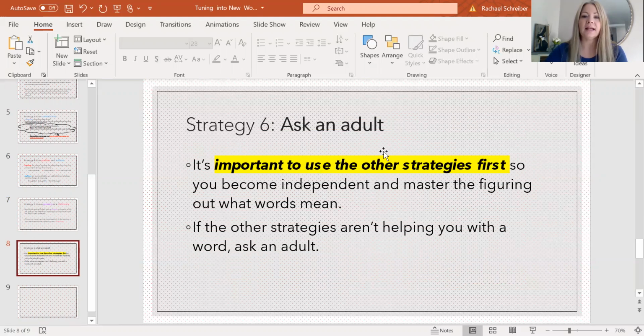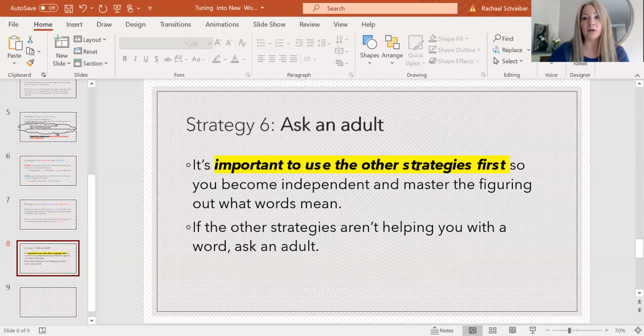And we teach it last because, look at, yeah, you can see it. It's bright yellow today. It's important to use the other strategies first so that you become independent and you can master figuring out these words for yourself. If ask an adult is your go-to strategy and you're not really strong at using those other strategies, you're never going to train your brain and become strong at using those other strategies. So it's important that you really take the time to stop while you're reading and figure out these words.